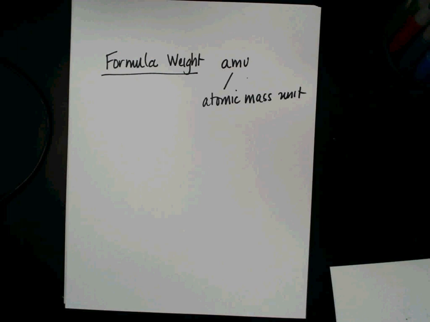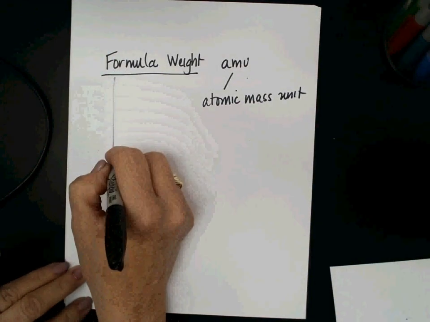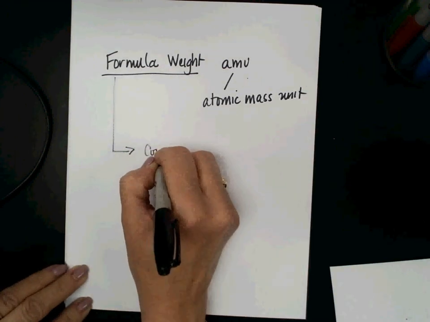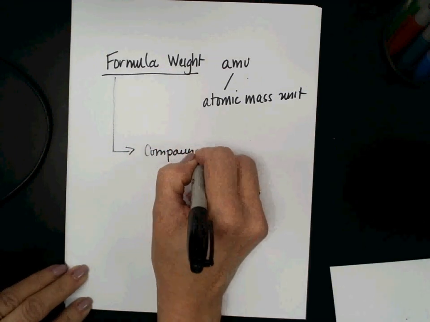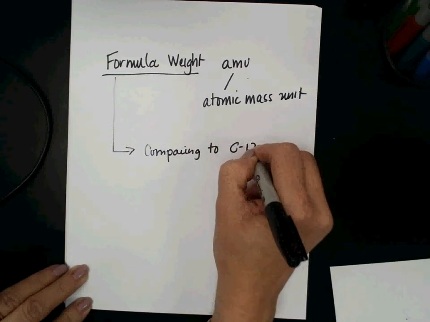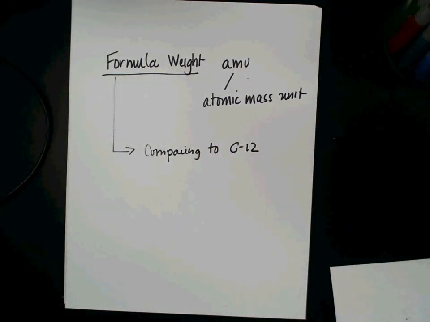Okay, so yesterday I also kind of glossed over the atomic mass unit. I said when we're figuring formula weight, which is the weight of the compound, if you're asked for formula weight, you use the units AMU, which are atomic mass units. If you're asked for molar mass, you use grams per mole. When you're using formula weight, you are comparing to carbon 12. And everything in AMUs on the periodic table, the average atomic mass, is compared to carbon 12.